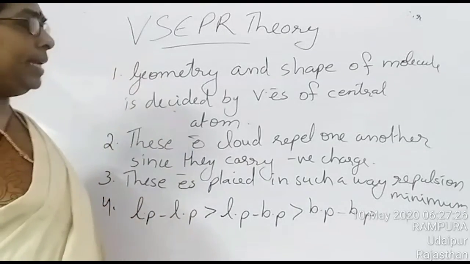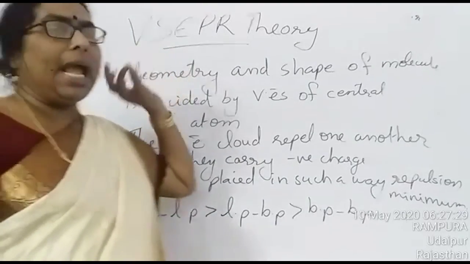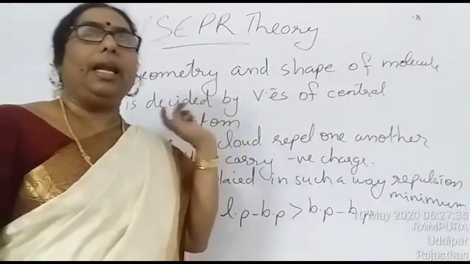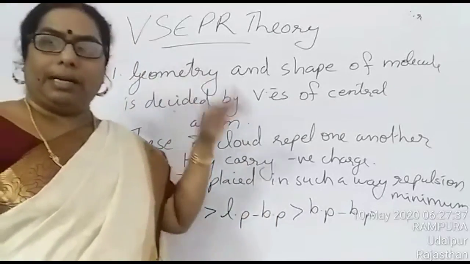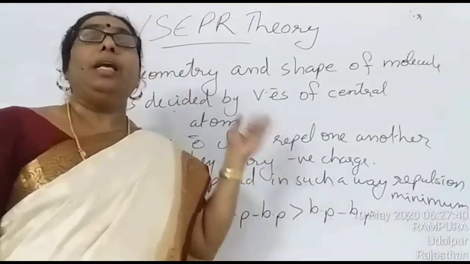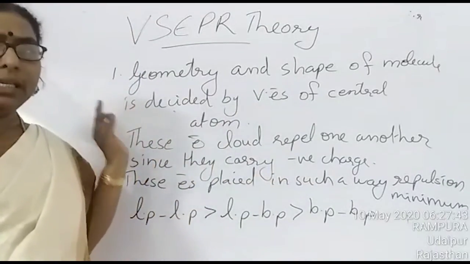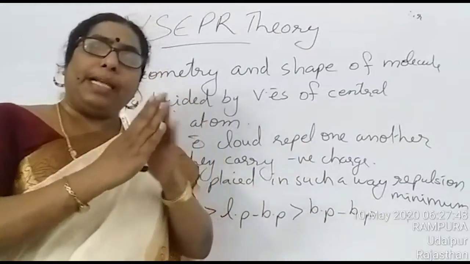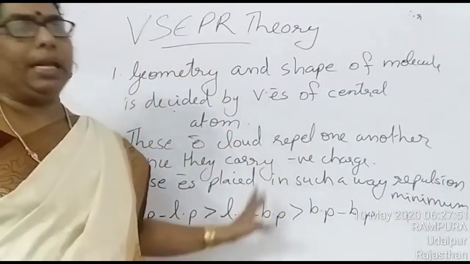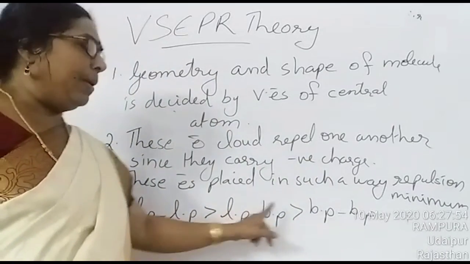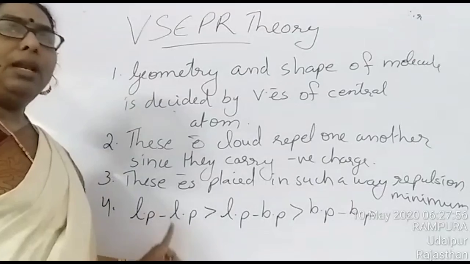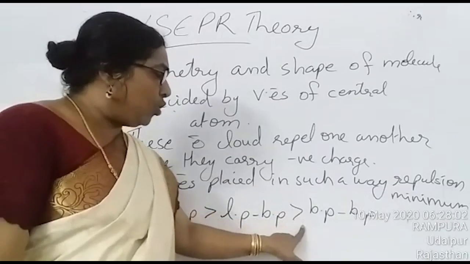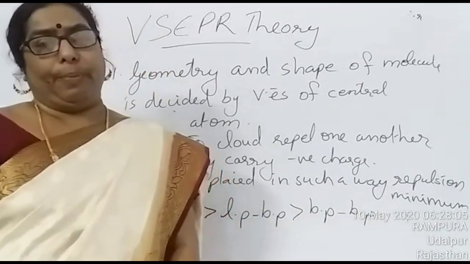Is it clear? Let me tell the postulates once again. The geometry and the shape of the molecule is decided by the valence electrons of the central atom. The electron clouds placed around the central metal atom repel one another since they carry the same, negative charge. In order to minimize repulsion, they should be placed in such a way that the distance is maximum. The magnitude of repulsive interaction varies in this way: lone pair-lone pair repulsion is stronger than lone pair-bond pair repulsion, which is stronger than bond pair-bond pair repulsion.